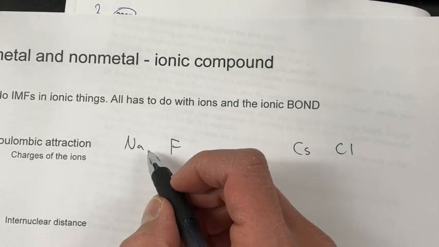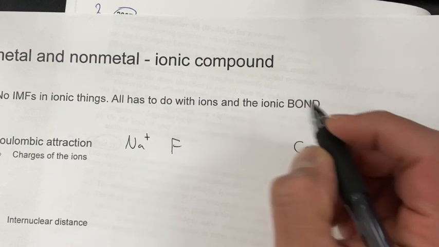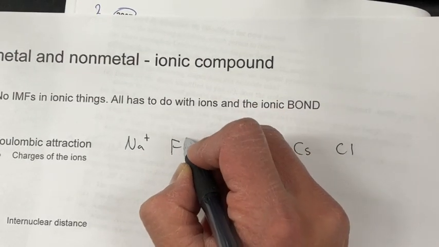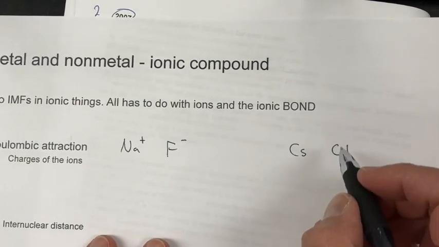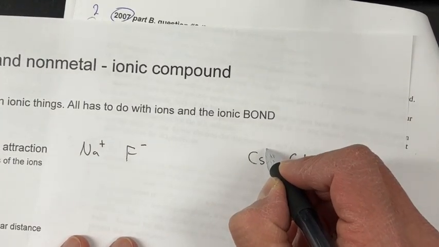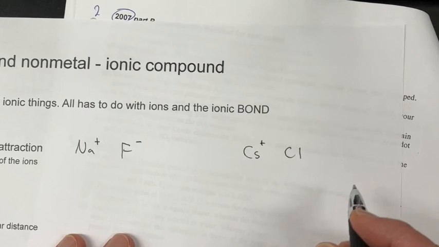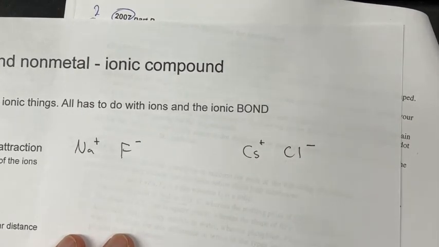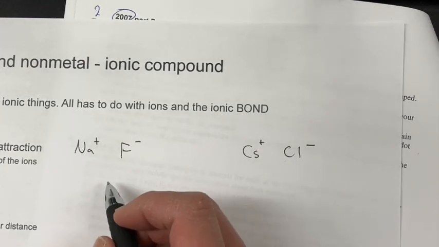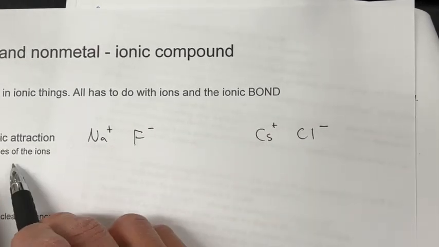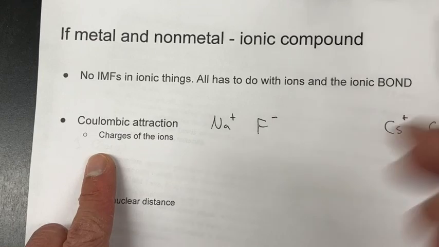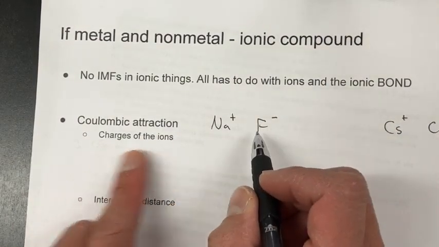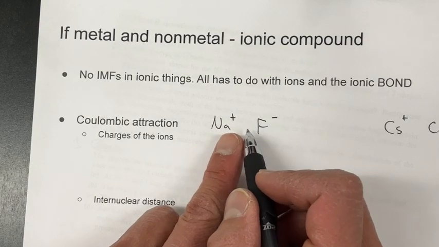Na is in the first column, it's a plus charge. F is in the second to last column, it's a negative charge. Cs is in the first column also, and Cl, second to last column, negative charge. So, is the charge going to impact the bond here? And the answer here is no.